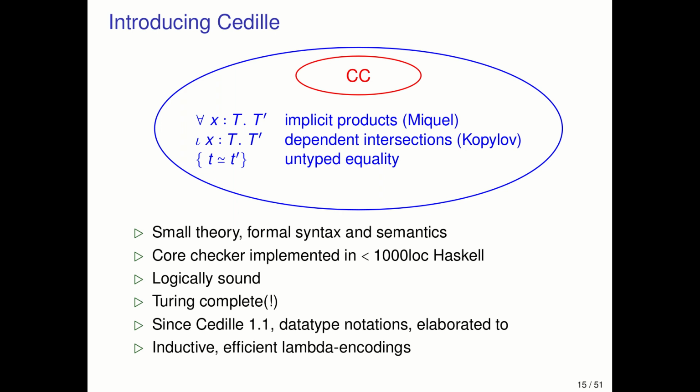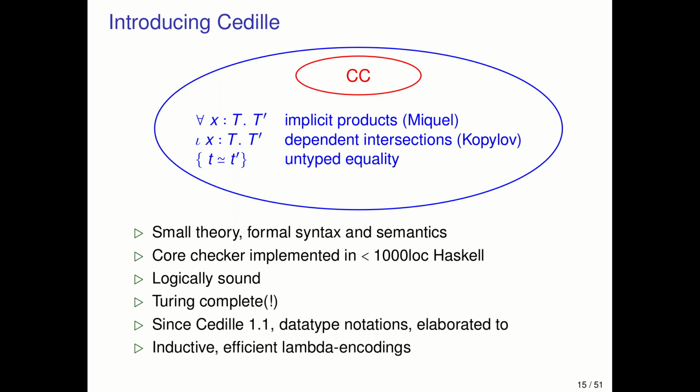Cedille is an attempt to go back in time to the point before we added the predicative hierarchy, and definitely to the point before we added the primitive inductive types, and find a different way to get inductive types starting from CC. So Cedille starts from CC, and then it adds just these three typing constructs. This is it. We have implicit products. This is as of Alexandre Miquel.